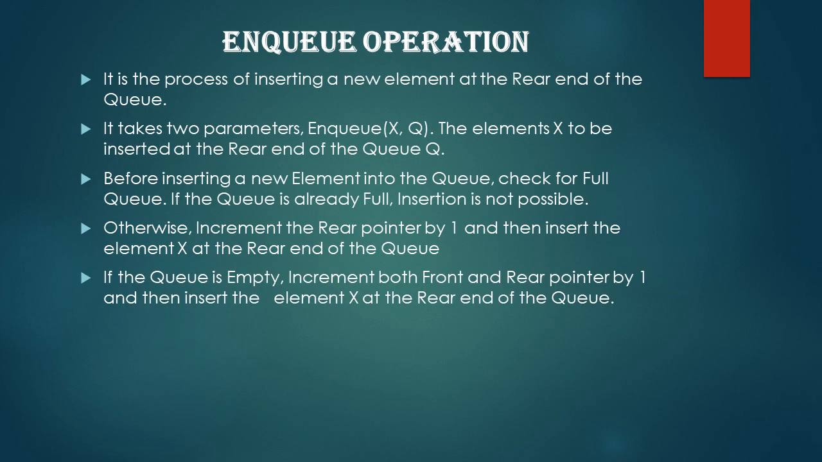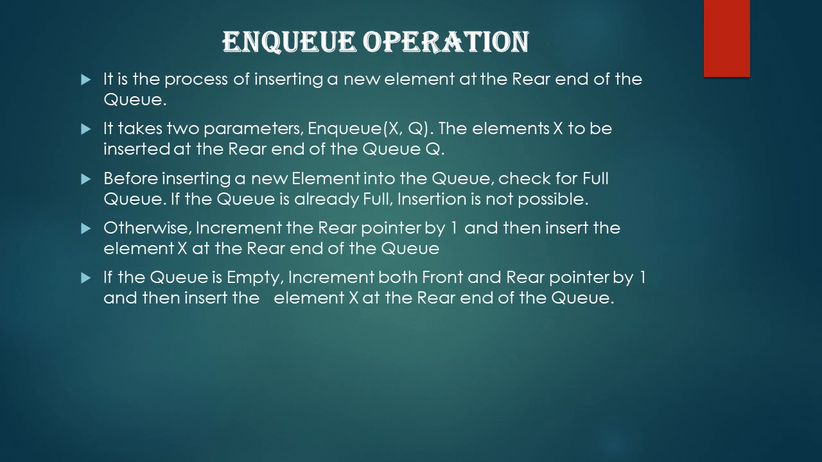NQ operation. It is the process of inserting a new element at the rear end of the queue. It takes two parameters, X and Q. X is the element to be inserted at the rear end of the queue. Before inserting a new element in the queue, check for a full queue. If the queue is already full, insertion is not possible. Otherwise, increment the rear pointer by 1 and then insert the element X at the rear end of the queue.